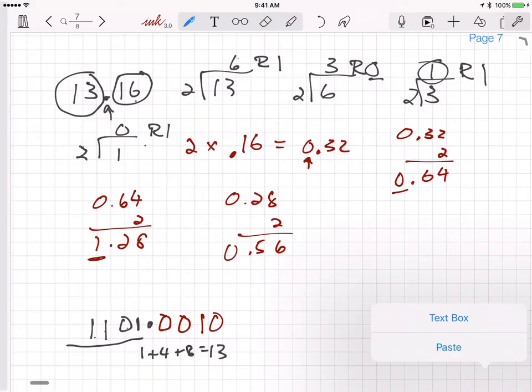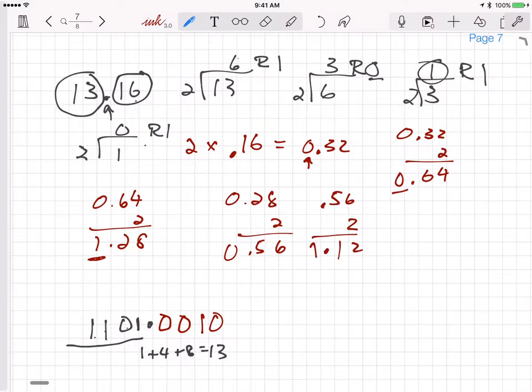Okay, now I have 0.56, multiply by 2, 1.12. I have a 1, I put a 1 here, and I can keep on going with this, multiplying by 2. In general, there's no guarantee that this fraction will ever terminate. It can go on forever.